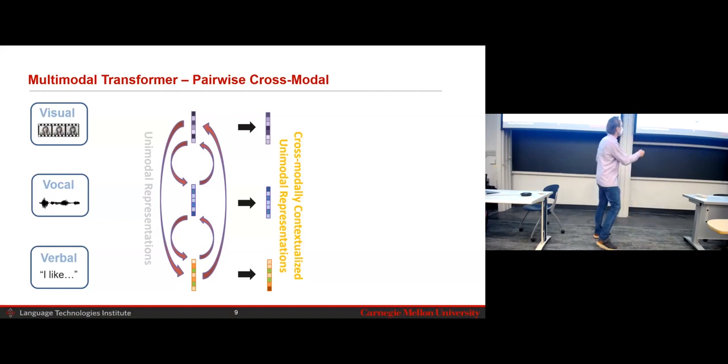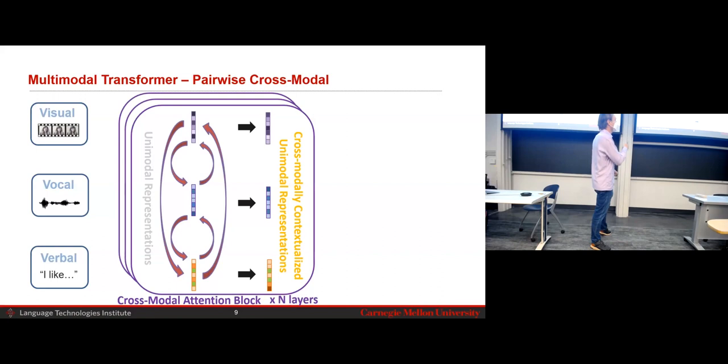If you remember, here I want to see how visual information can help the vocal representation. I want to learn a representation that visually contextualizes my vocal. So the vocal is the query. That's what I want. But I want to see, is there anything useful in the visual? Those are my keys and my values, both. So many of the architectures, ViLBERT, all of these extensions, work this way.